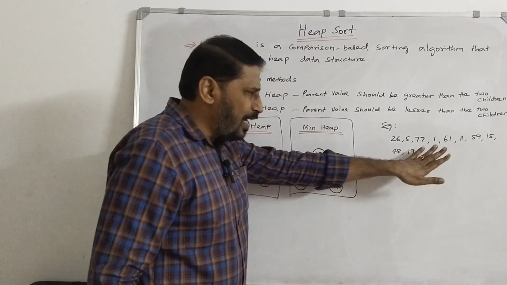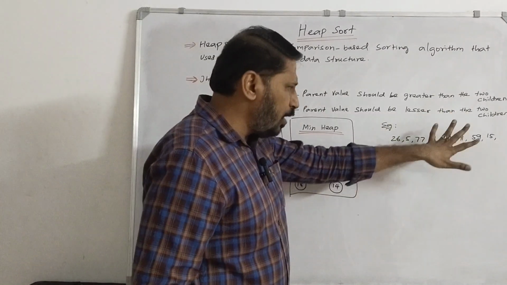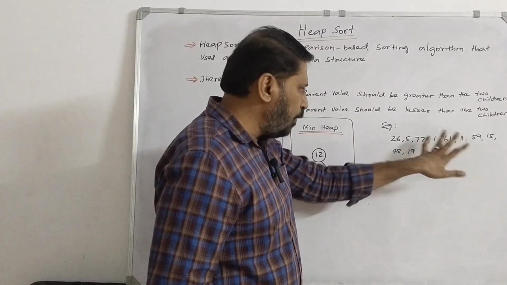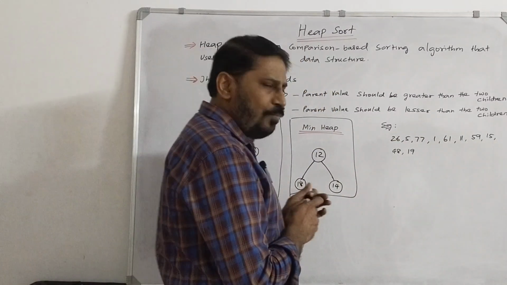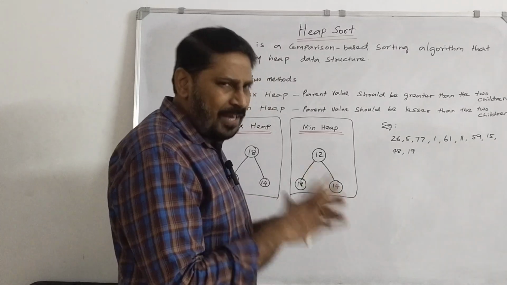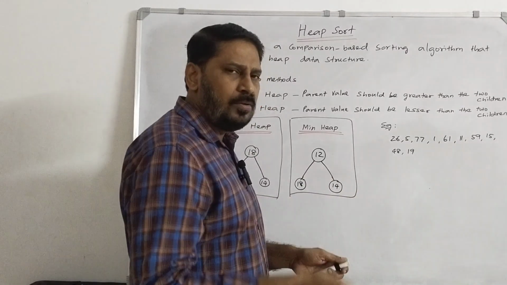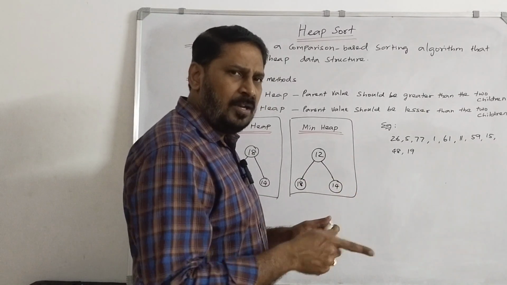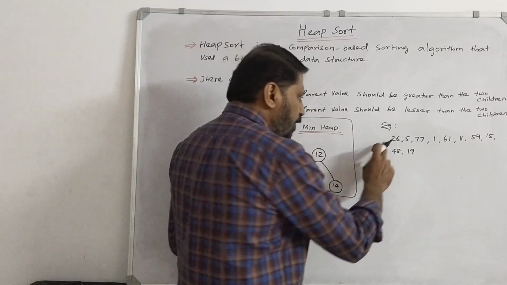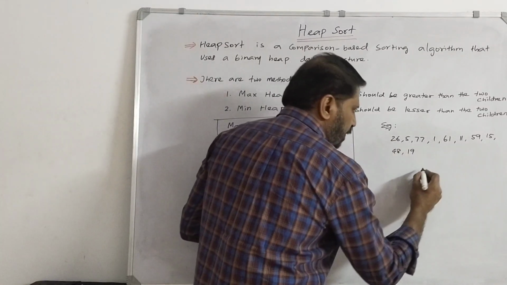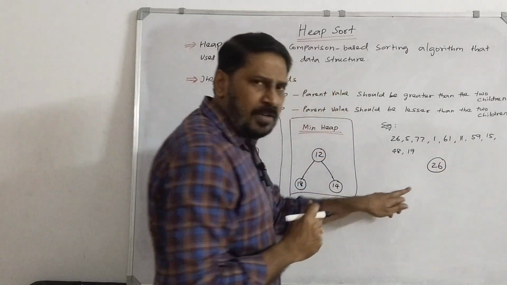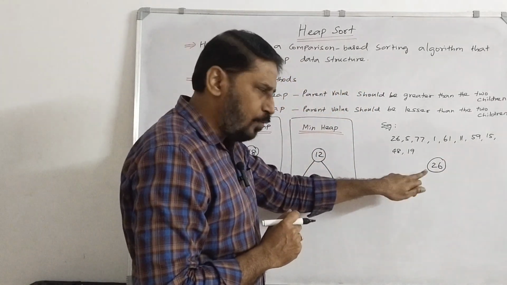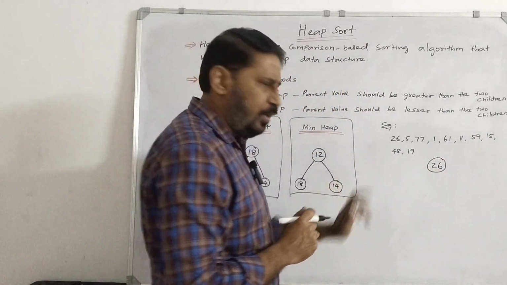So now we are going to construct a max-heap tree. Suppose we are taking this as an example. From this example, I am going to construct a binary tree first, then we are going to convert it into the corresponding max-heap. So what are the numbers? The numbers are 26. We take the first number and keep it as the root value, the root node of the tree.